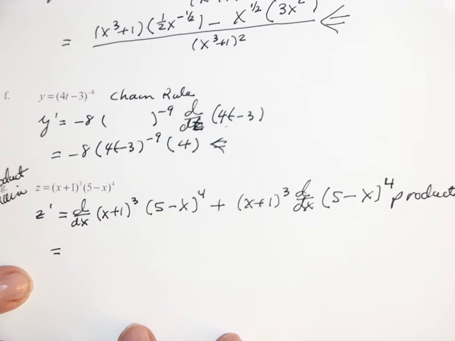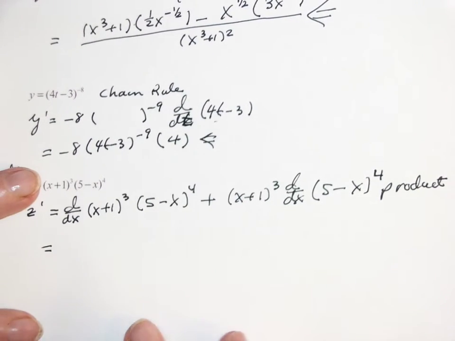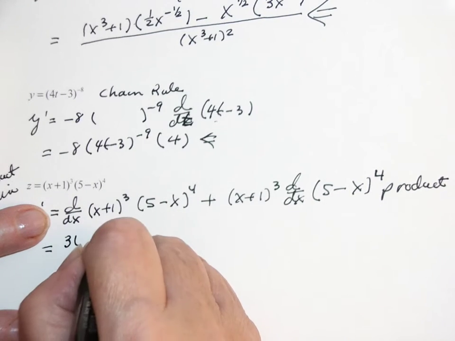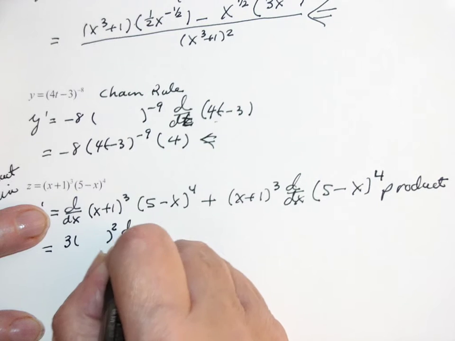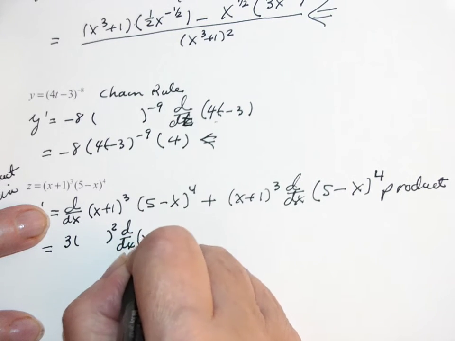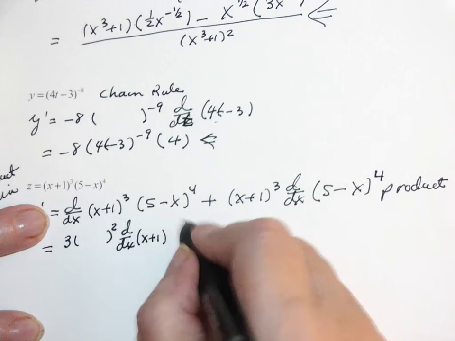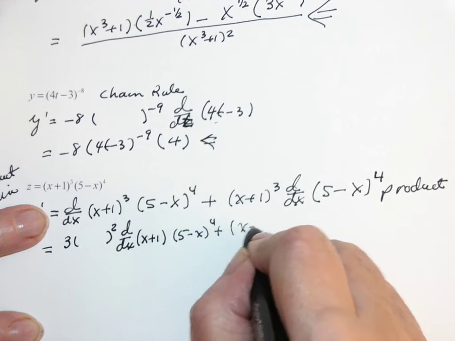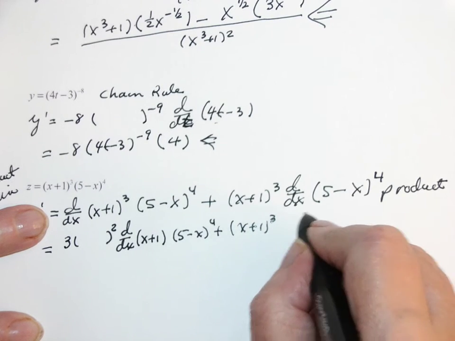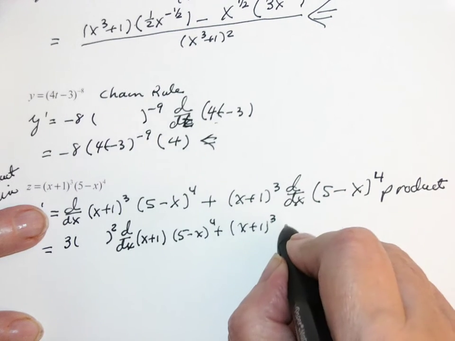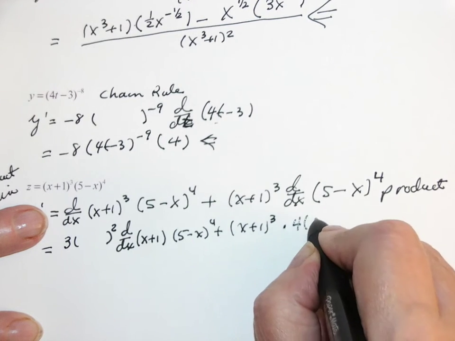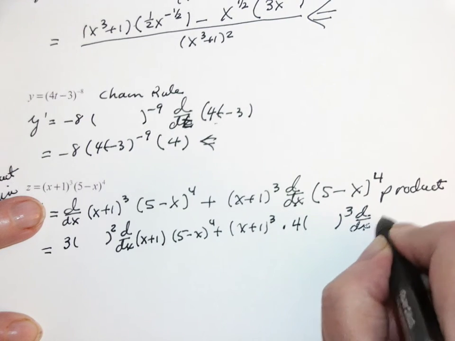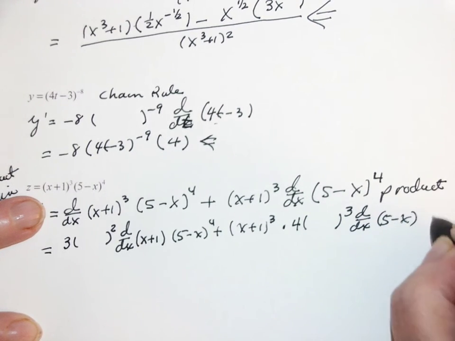So now I'm going to implement chain rule. Derivative of the first is a chain rule problem. It's 3 times the blob squared times the derivative of the blob times 5 minus x to the 4th plus x plus 1 cubed. The derivative, this is chain, so this is times 4 times the blob to the 3 times the derivative of the blob. So this is chain.